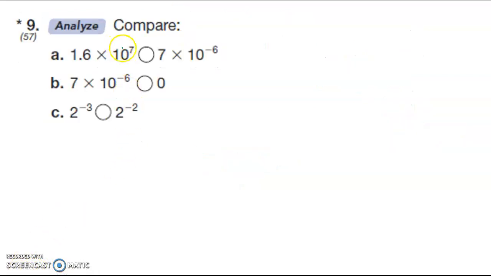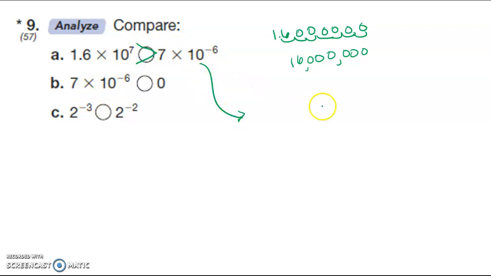All right. Oh boy, we get to compare. So let's see. 1.6 times 10 to the 7th is 1, 2, 3, 4, 5, 6, 7. So let's see. 1, 2, 3, 4, 5, 6. That's 16 billion. Awesome. That's obviously going to be larger than this one. This one, since it's a negative, is going to go 1, 2, 3, 4, 5, 6. And the decimal is going to go there. So you have 16 billion, or you have 7 millionths, I think.